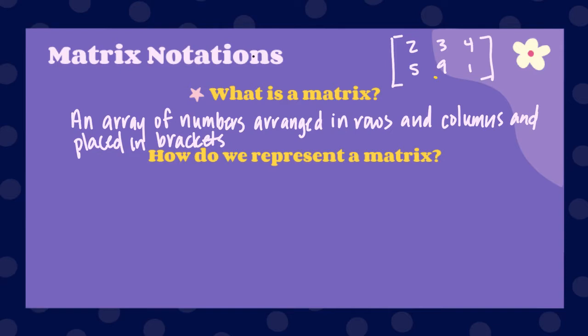So we can see here that we have 2 rows. So this would be row 1, and this would be row 2. And rows go from left to right. And then we also have 3 columns.